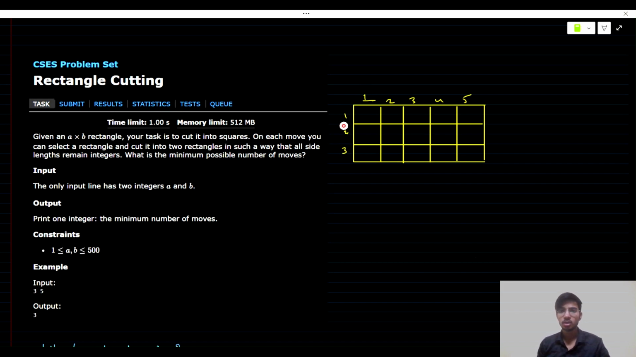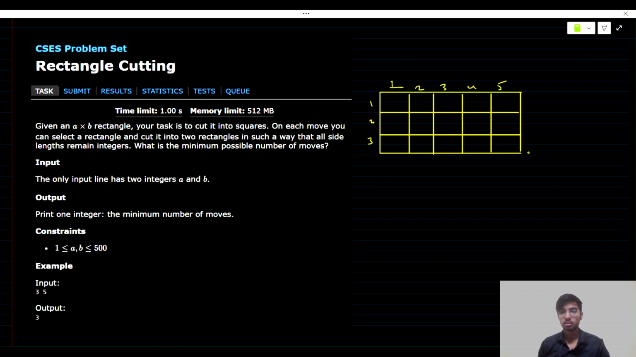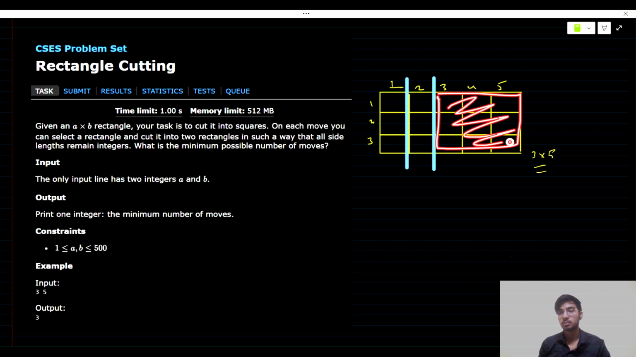Okay, so let's take the example of this 3 cross 5 grid. So what could be the possible cuts that you could make? You could cut right here, you could cut right here, then you could cut right here. This results into a square. The second cut you could make right here, right? So by making a cut right here, you make two rectangles. One is this, and the second one is this. This is a square. So now you have to cut this rectangle into squares. So you made a cut right here, which results into two rectangles, that is this one and this one.